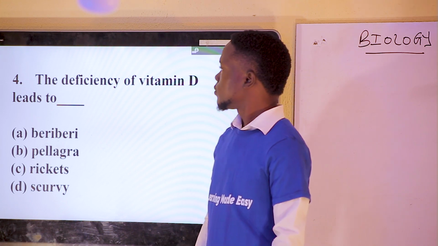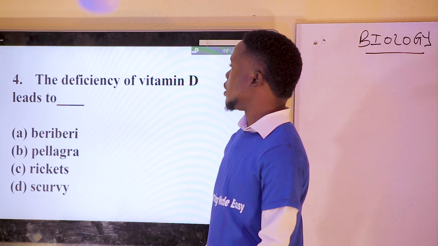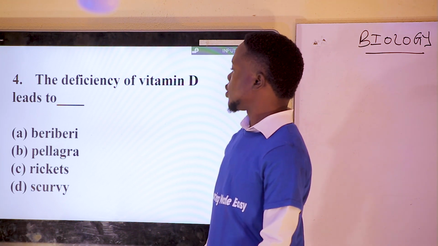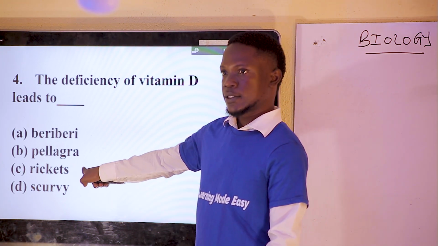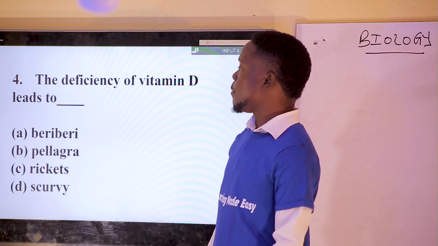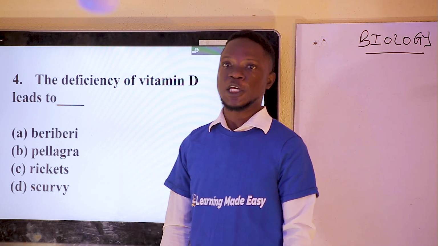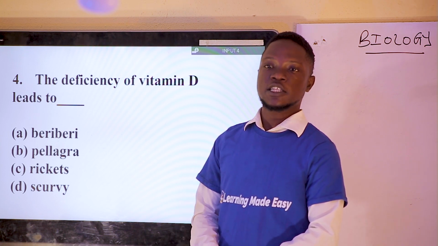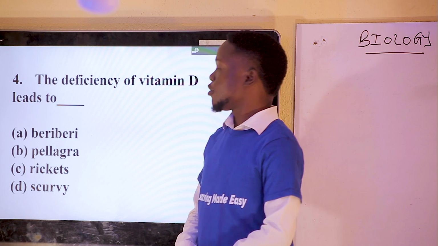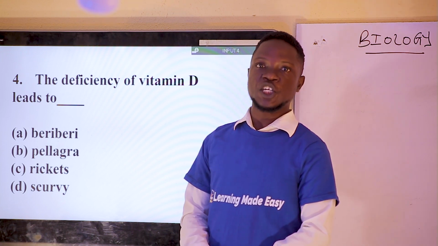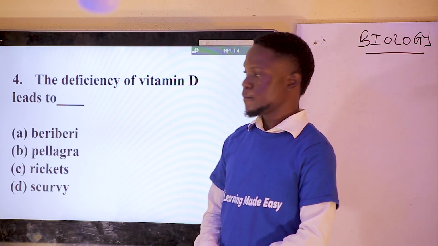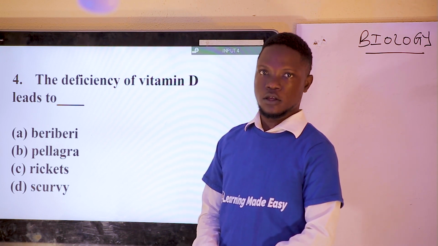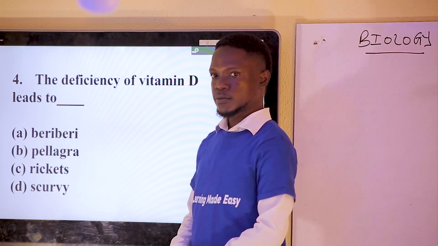Next question. Question number 4. The deficiency of vitamin D leads to. The answer to this question is rickets. Now, for option A, beriberi is the deficiency of vitamin B1. Vitamin B1 is also known as thiamine. Pellagra is the deficiency of vitamin B3, while scurvy is the deficiency of vitamin C.